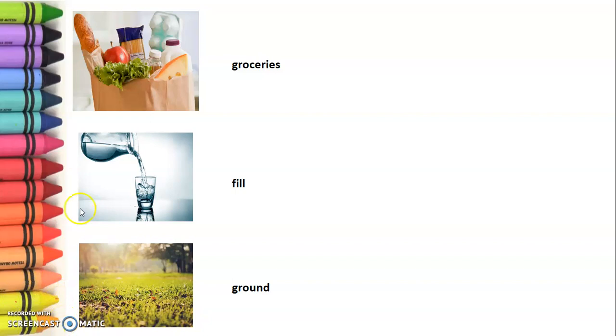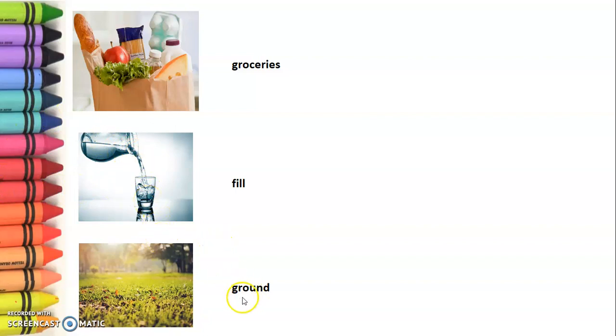Number 17. Fill. To make or become full, to use empty space. Like, I don't know how to fill out this form. A Disney film can always fill cinemas. Or like this glass is getting filled, right, with water.